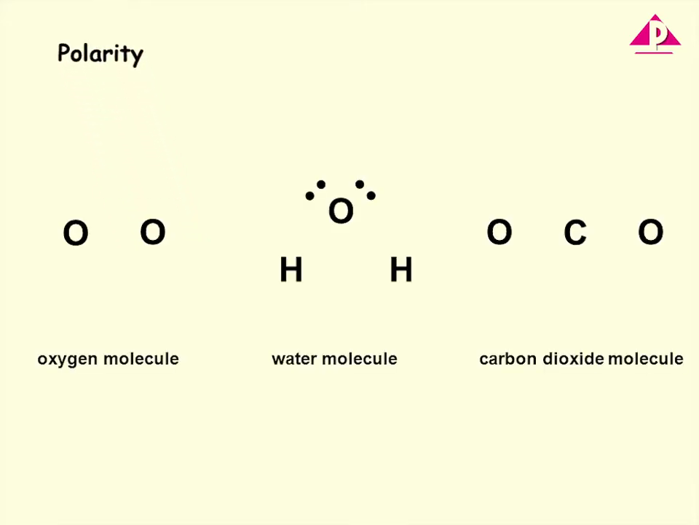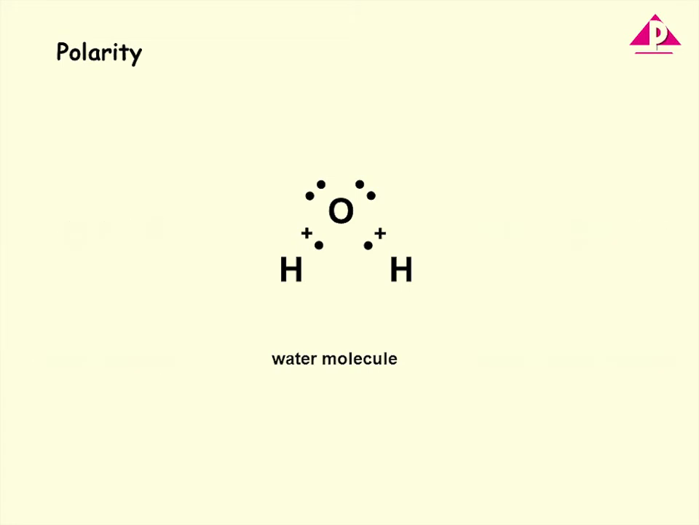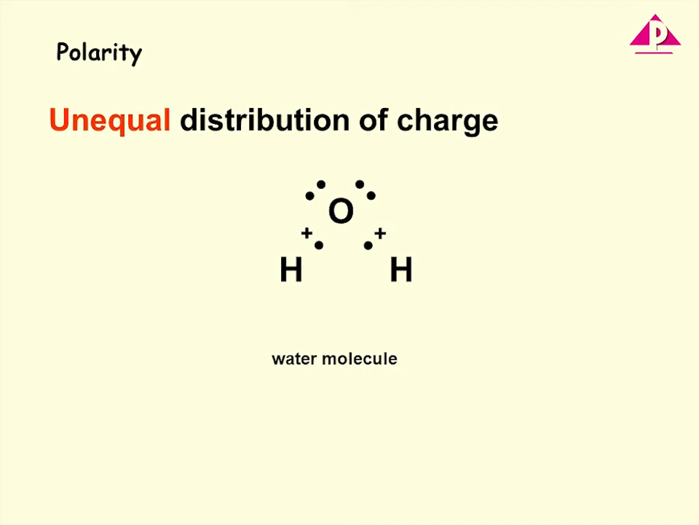So, what is polarity? In a molecule, atoms are linked together by covalent bonds in which they share electrons. However, in some molecules, the electrons are not shared absolutely equally. These molecules, which have an unequal distribution of charge, are said to be polar.